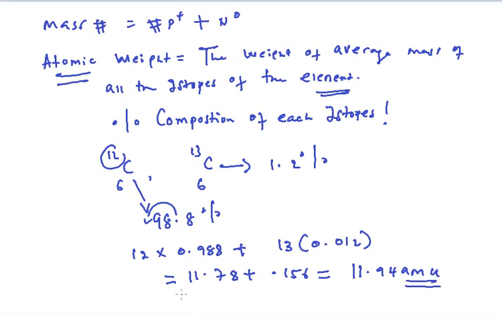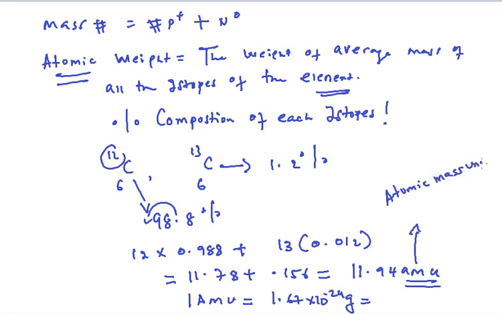By the way, AMU is a unit for measuring smaller mass. It's called atomic mass unit. So 1 AMU approximately equals 1.67 times 10 to the power of minus 24 grams. Again, AMU stands for atomic mass unit, which is used to measure smaller quantities.